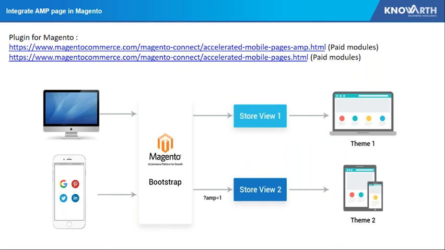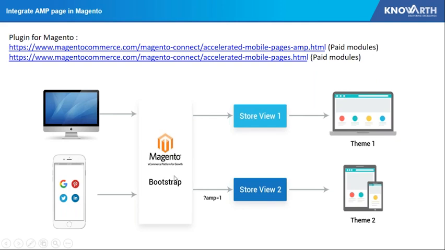Now let's see how we can integrate AMP with Magento. Magento has some paid modules available which give us out-of-the-box AMP page creation functionality. But if you want to create your own module or your own solution, you can create it using the multi-store view functionality. If you see in the diagram, I have created a few different store views, one for the regular HTML and one for the AMP HTML.